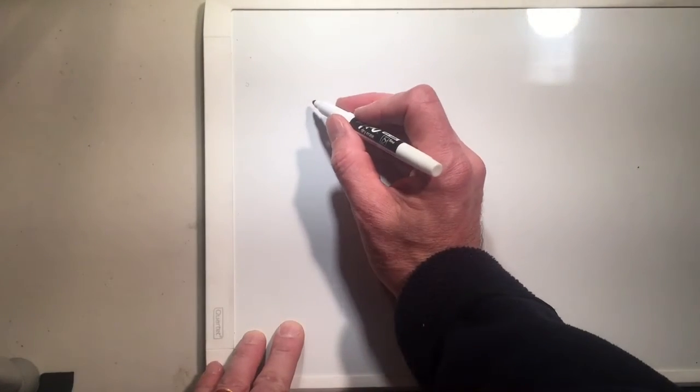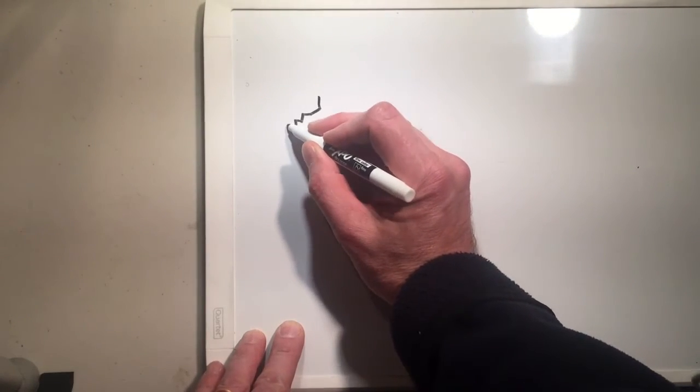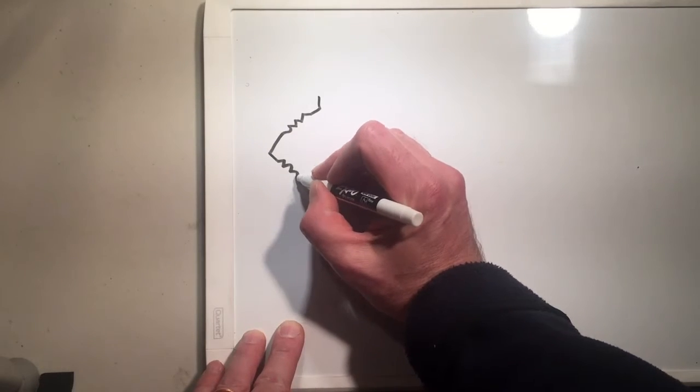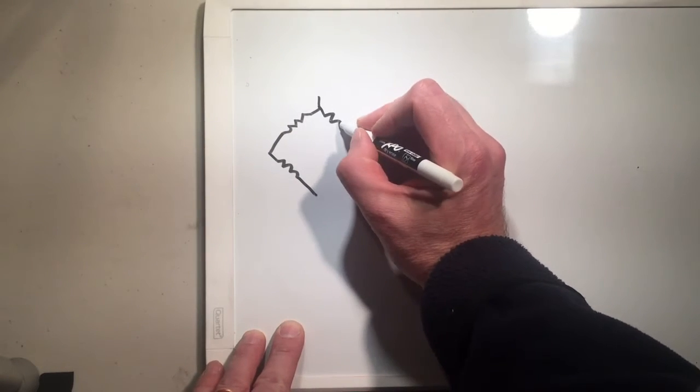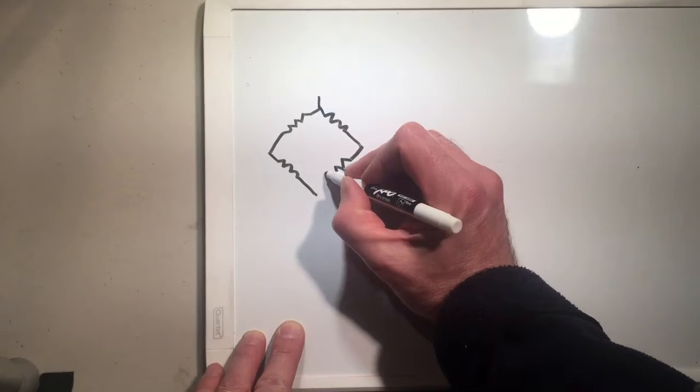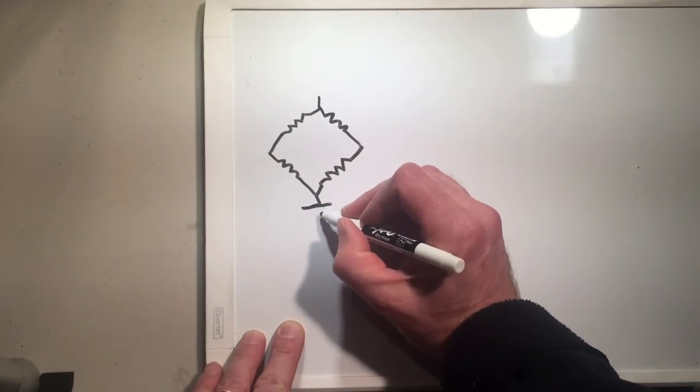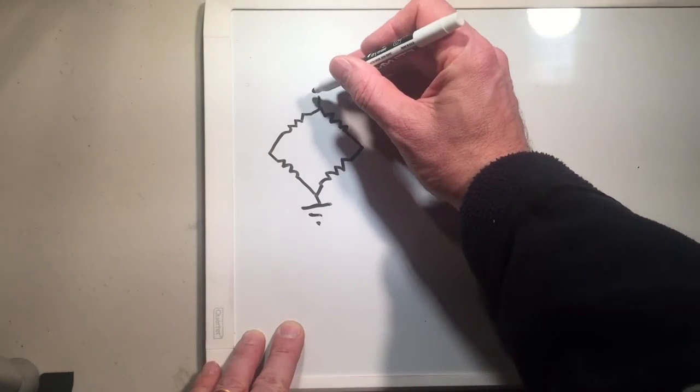So you might be wondering, what do we need a differential amplifier for? First I'm going to draw a circuit here. It's something that you might have seen before. It's called a Wheatstone bridge circuit. It's really just 4 resistors like this, and it's a classic circuit that's used to make measurements.